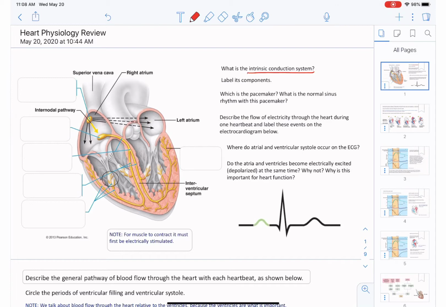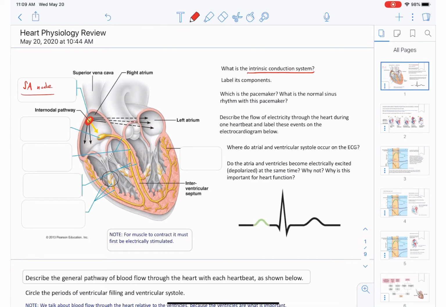So let's label these different components. The intrinsic conduction system starts up here in the right atrium with that structure right there. What is that called? That's the SA node. And the SA node is the pacemaker. What's going to happen is that sodium is going to slowly leak into the SA node, and it's going to cause the SA node to spontaneously fire, spontaneously depolarize, become electrically excited.